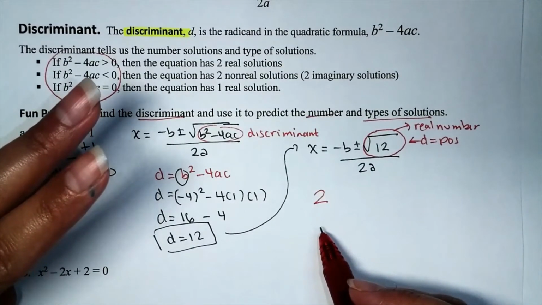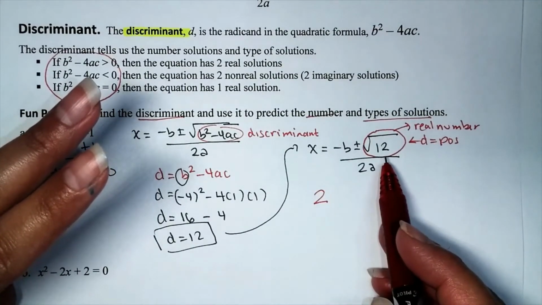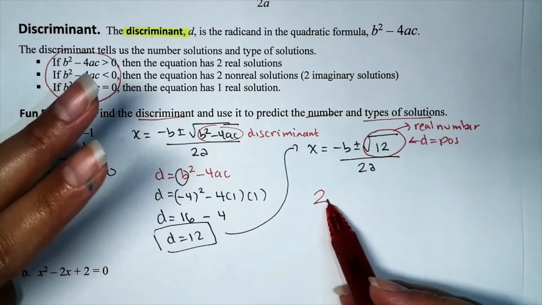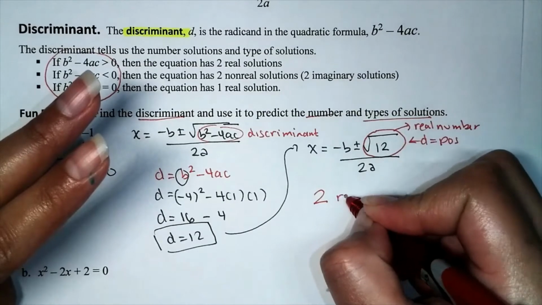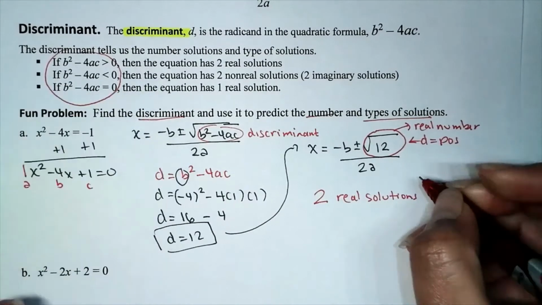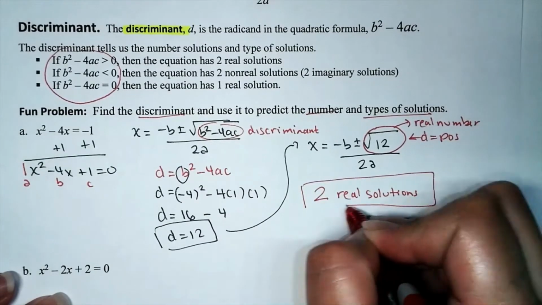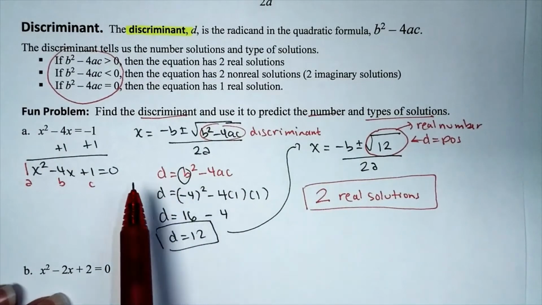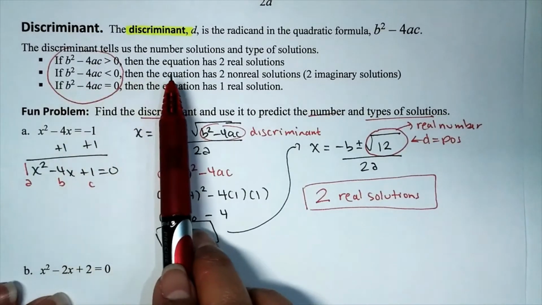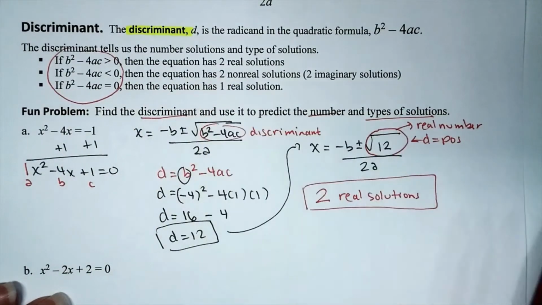What kinds of solutions? The discriminant is positive, so that means it's going to give us a real number. So we're going to have two real number solutions, or just two real solutions. Fantastic. That was too many words, so let's just look at what the book does. It says if the discriminant is positive, then the equation has two real solutions. Do what you gotta do.